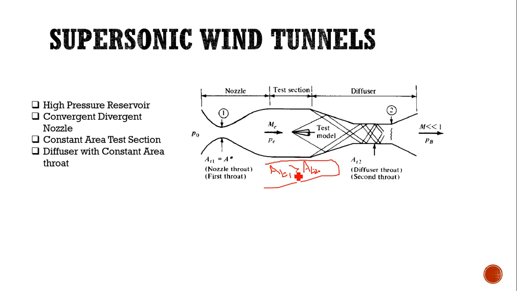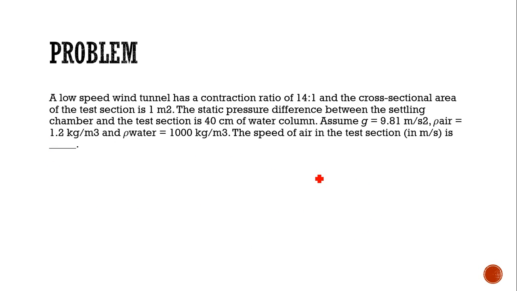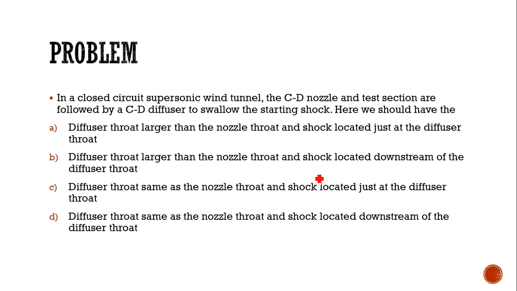So from this equation we can say that the area of the second throat is greater than the area of the first throat, AT2 is greater than AT1. Okay, the second throat is greater than the initial throat, so now we can solve this sum. The diffuser throat is larger than the nozzle throat, and to swallow the starting shock, what do we need?